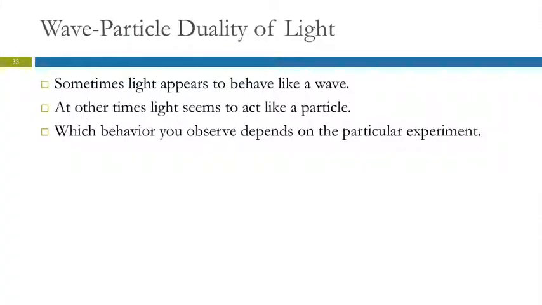So sometimes light acts like a wave, sometimes it acts like a particle. And what you observe depends on the particular experiment. You can't observe them both at the same time.